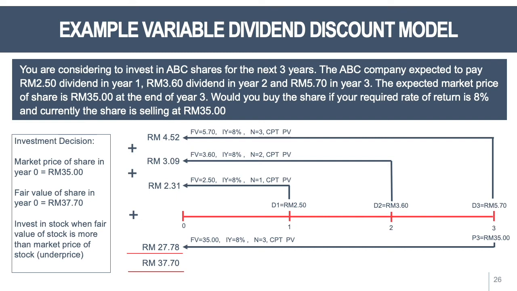So if you look at this timeline, you have year 1, year 2, and year 3. Year 1, you receive dividend 2.50. Year 2, dividend 3.60. Year 3, you receive dividend 5.70. And then you sell that share at a price of 35 ringgit. So we calculate the total present value of all these future cash flows. You get a total present value of 37 ringgit and 70 cents. So this is the fair value of the share in year 0.